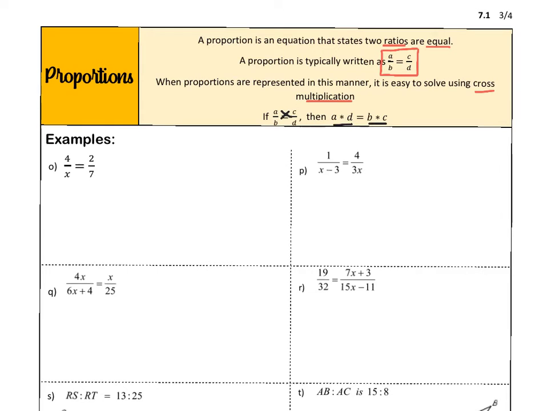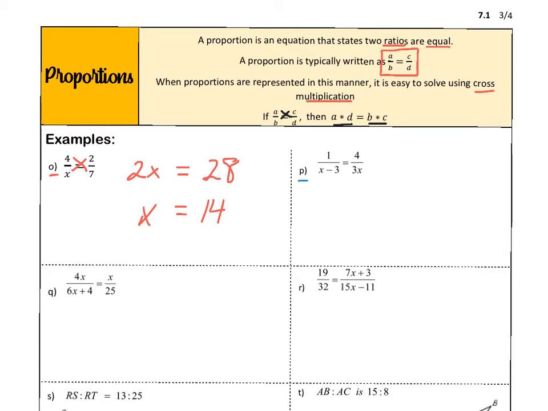So let's see if we can apply that method to these first couple examples. So for O, cross multiply, so I'm going to have 2x on the one side, and it's going to be equal to 4 times 7, which is going to give me 28 on the other side. So in this case, it looks like x equals 14.